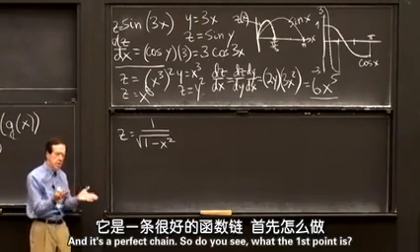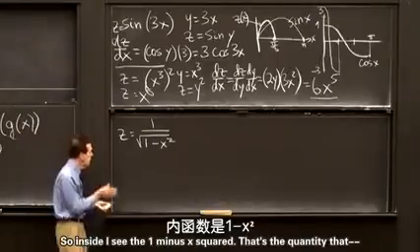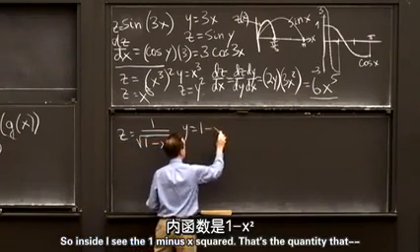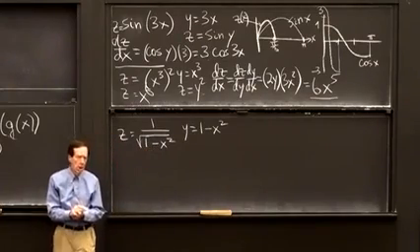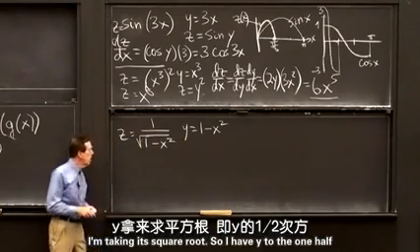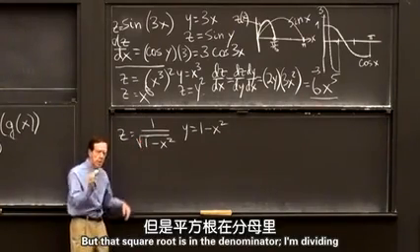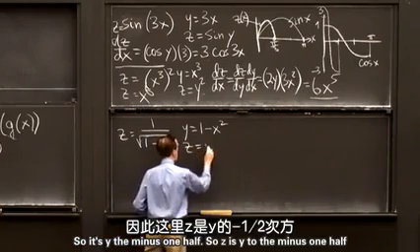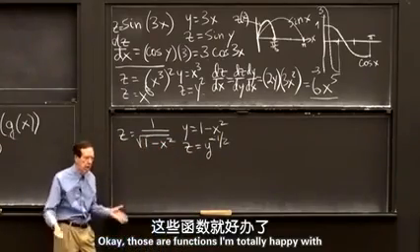So do you see, the first point is to identify what's the inside function and what's the outside. So inside, I'm seeing this 1 minus x squared. That's the quantity that... It'll be much simpler if I just give that a single name, y. And then what's the outside function? What am I doing to this y? I'm taking its square root, so I have y to the 1/2. But that square root is in the denominator. I'm dividing, so it's y to the minus 1/2. So z is y to the minus 1/2. Okay, those are functions I'm totally happy with.